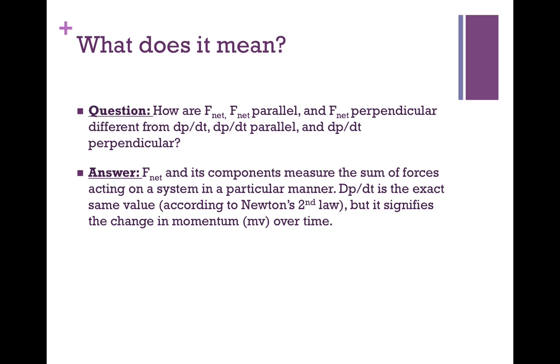So what does it mean? How are F net parallel and F net perpendicular different from dp dt, dp dt parallel, and dp dt perpendicular? Well, F net and its components measure the sum of forces acting on a system in a particular manner. So it's basically just associated with the forces itself. dp dt is the exact same value. I mean, they're equal to each other, but it has to do with the change in momentum over time. So dp dt parallel and dp dt perpendicular are just associated, again, with the change in momentum in a certain manner.